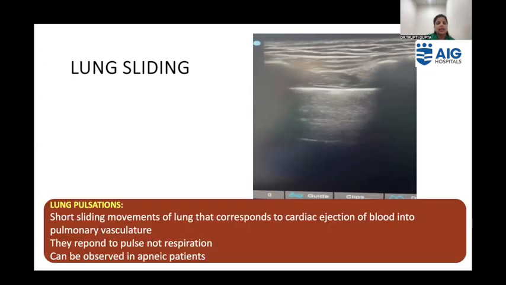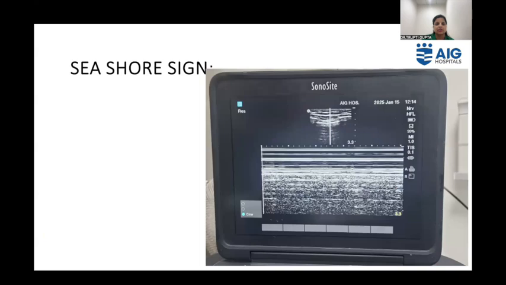And there is something called lung pulsation. These are the short sliding movements of the lung that correspond to the cardiac ejection of blood into the pulmonary vasculature. The patient is not breathing here. The movement is because of the cardiac ejection. This can be seen in apneic patients. So we should not get confused between lung sliding and lung pulsation.